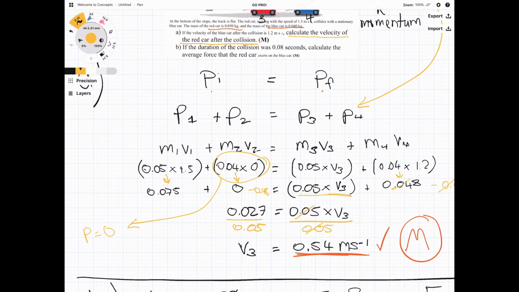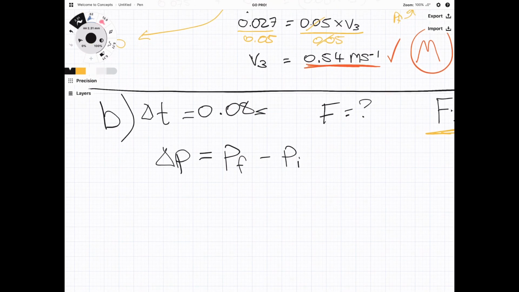But we know our blue car at the end has some amount of momentum. 0.04 times 1.2 gives us 0.048. This is our P final, and this is P initial for our equation. So the change in momentum is final minus initial. We have 0.048 minus our initial, which was 0. So our change is just 0.048. And what's our unit? kg meters per second. That's really nice there.